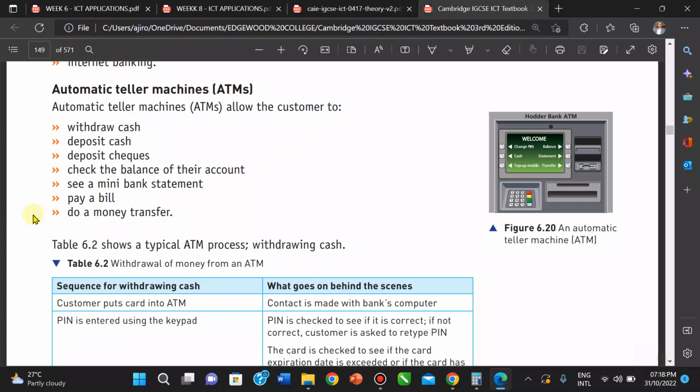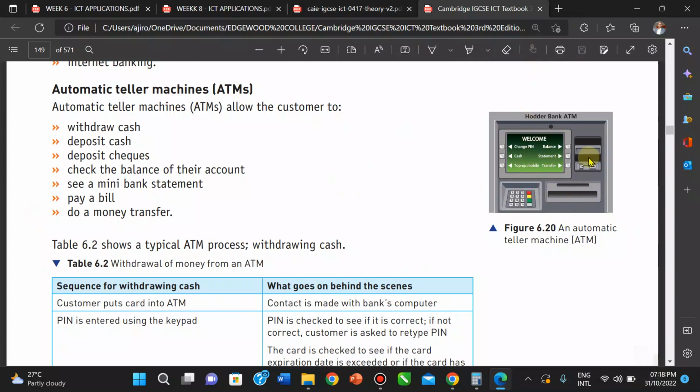And what are the bills you have to pay? Electricity, your other bills, subscription bills and the likes of that. You can do a money transfer, transferring your money to another account, as the case may be. Okay, now showing a typical ATM process. This is a typical ATM process. How does it go about?